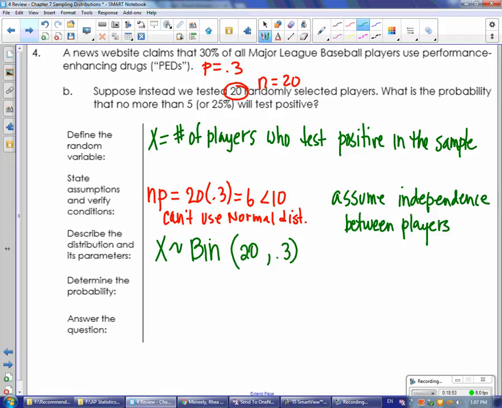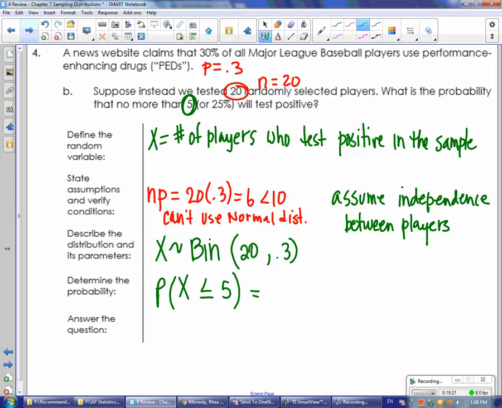Okay, now I have my distribution. Now I want to determine the probability. Be very careful now. If you're using a binomial distribution, you must only refer to whole numbers. You cannot put in that 25%. So we're now looking at the probability, and again, make sure your variable is consistent, that x is less than or equal to 5. Since I'm dealing with a binomial random variable, there's no need to standardize. We only do that with normal distributions.